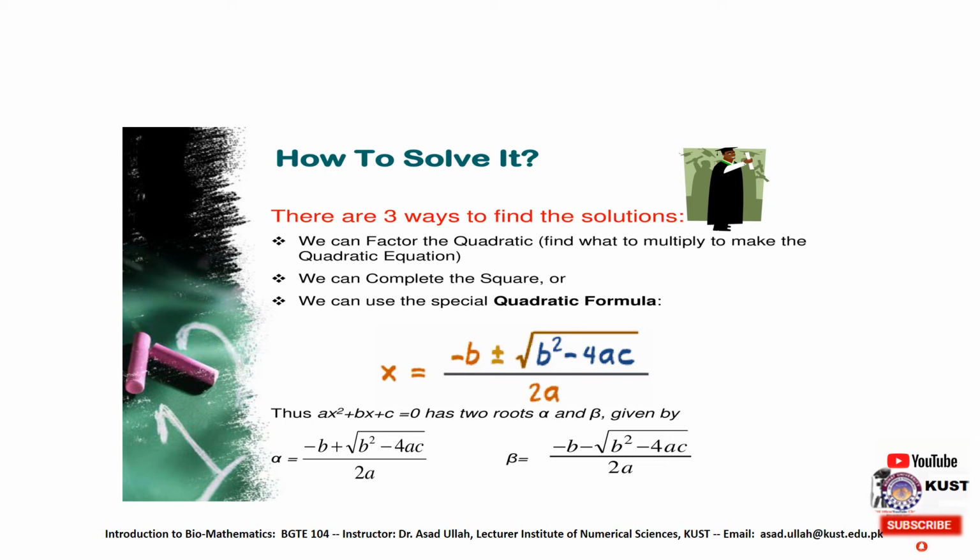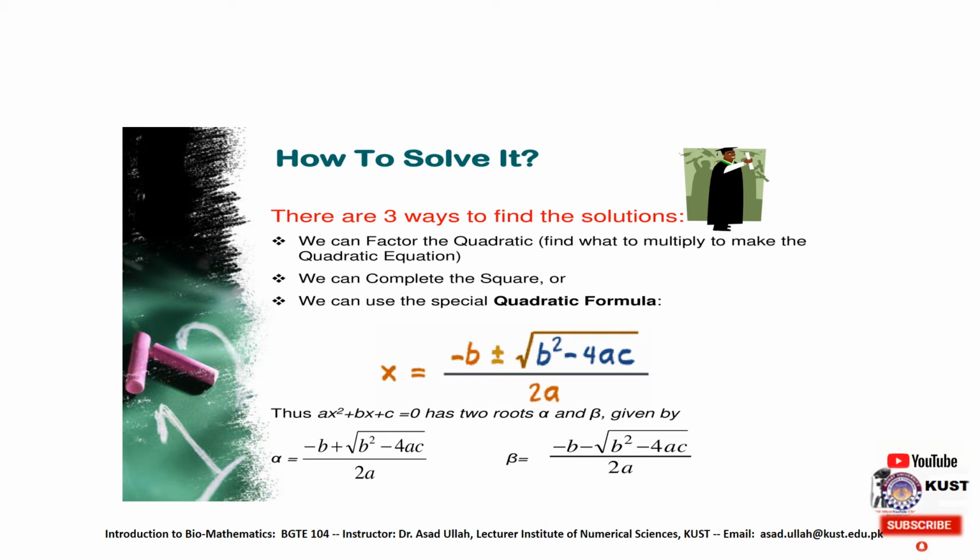How to solve a quadratic equation? A quadratic equation can be solved by three different methods. Number 1, by factorization method. Number 2, by completing the square. Number 3, by quadratic formula. The quadratic formula, in which x is equal to minus b plus minus the whole square root of b square minus 4ac, divided by 2a, is the solution of the quadratic equation ax square plus bx plus c is equal to 0.